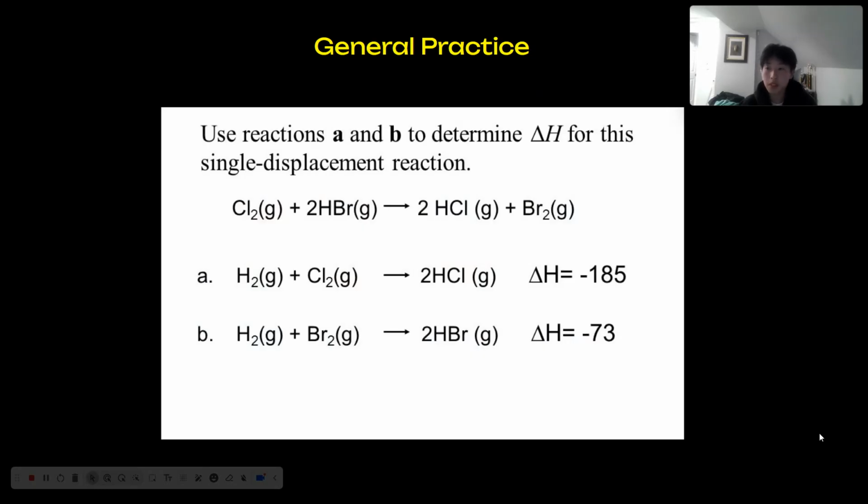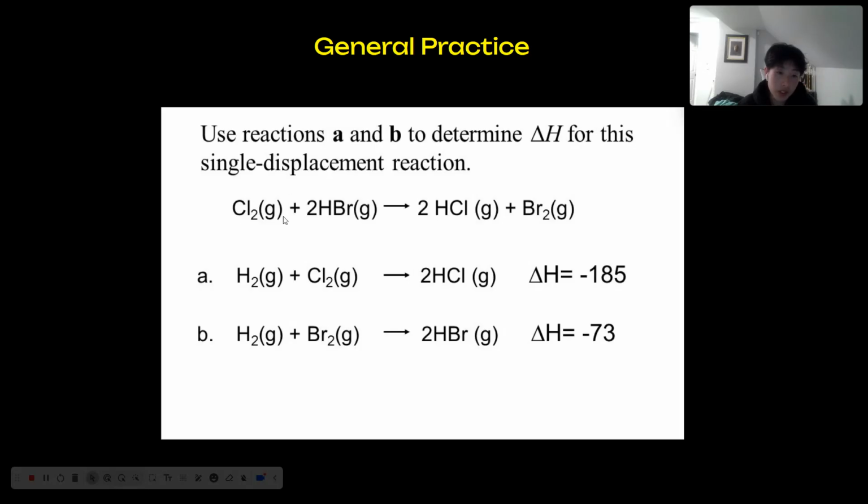So now that I've gone over a brief overview of Hess's law and also some of its examples, I would like for us to have some general practice with Hess's law in order for us to essentially master this concept. Our first question is a simple Hess's law conversion, which says: use reactions A and B to determine the delta H, or the change in enthalpy, for the single displacement reaction.